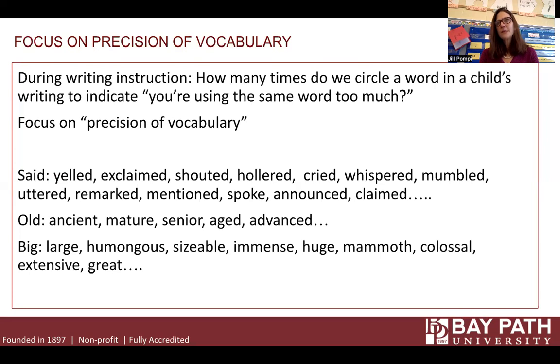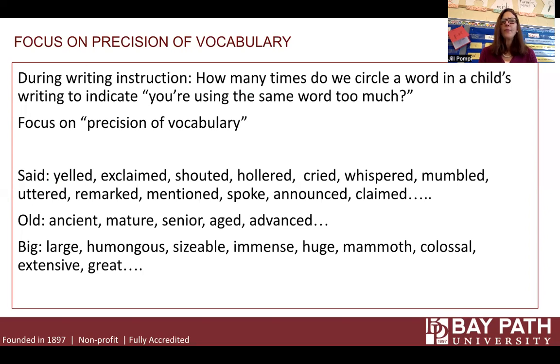That word that we sometimes see circled over and over is the word said. And we might ask our students, what are some other words that we've seen in books that we've read? What are some other words that we can use to share that the character said something? The character yelled, the character exclaimed, the character shouted, hollered, cried, whispered, mumbled, uttered, remarked, mentioned, spoke, announced, claimed. All of these different ways that we can share that word said. And they all have just a slightly different meaning, and that will help our students get to that precision of vocabulary.